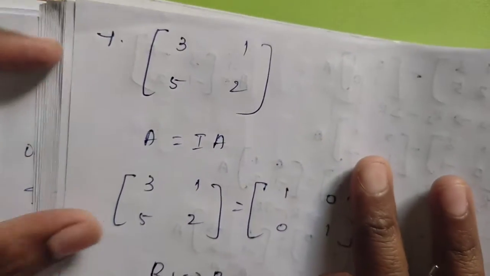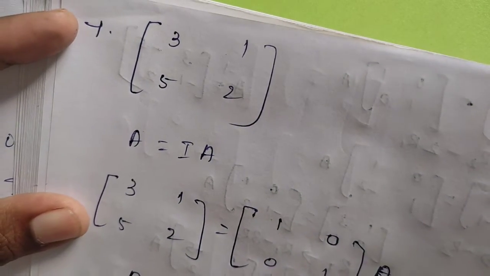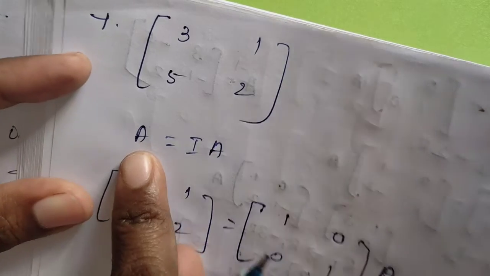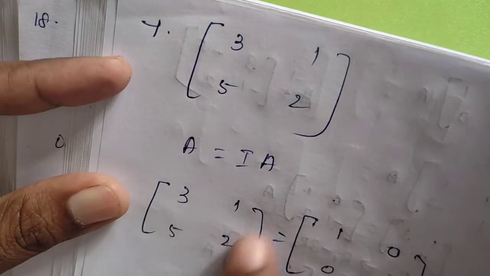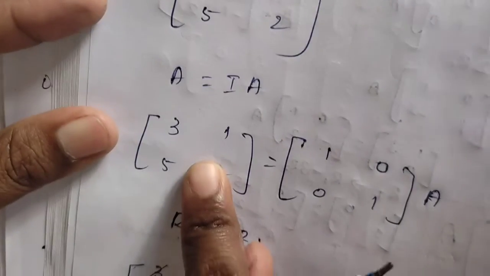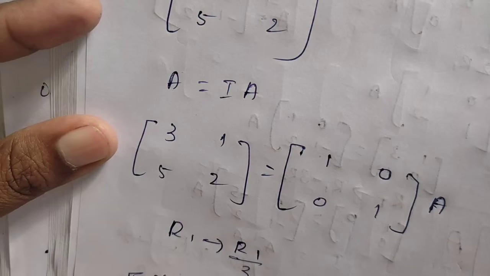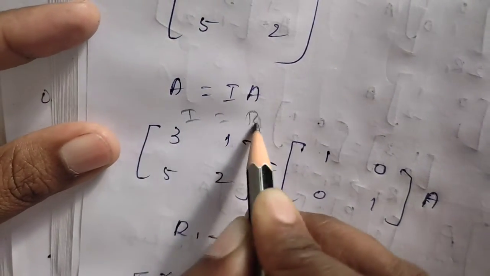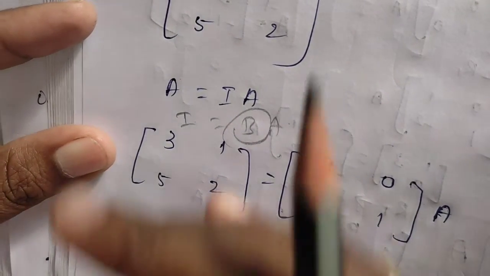The next problem is, they have given a matrix. We should find the inverse of this matrix. So let us write first A is equal to IA. We should bring this A matrix as identity matrix, so that I is equal to BA. We'll get it. I is equal to BA. So that this matrix will be A inverse. So we are going to follow few steps.